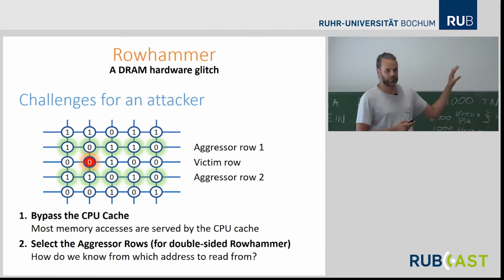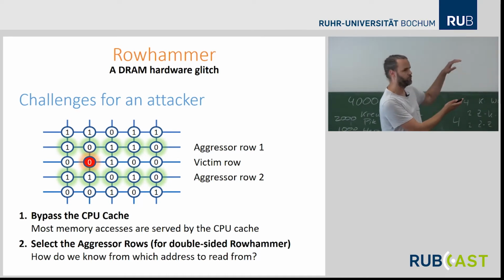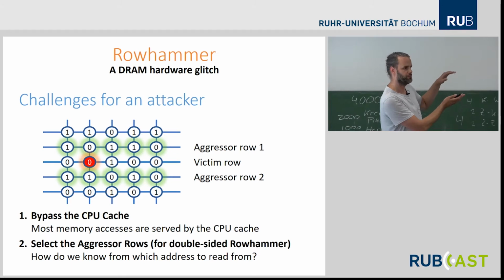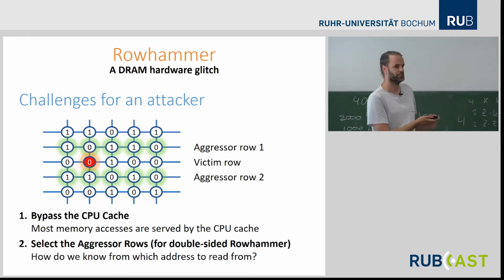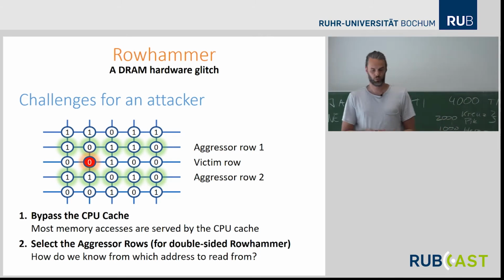If you want to do this double-sided Rowhammer, then you need a way to figure out from which addresses in memory you should read, so that you're sandwiching the victim row correctly. And how do we know what these addresses are?